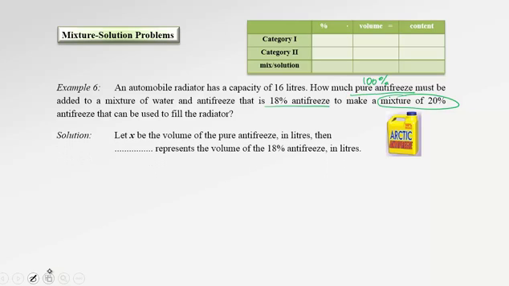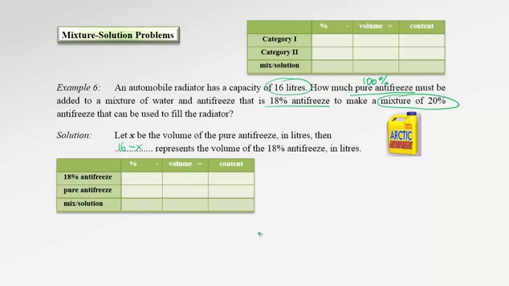So let's introduce our variable. Let X be the volume of the pure antifreeze in liters. Then what would be the expression that will represent the volume of 18% antifreeze in liters? Since I want to produce 16 liters of the solution, because the radiator has capacity of 16 liters, the overall volume of 16 liters will include X liters of pure antifreeze. Therefore, the rest of it, which is 16 minus X, will represent the volume of 18% antifreeze.